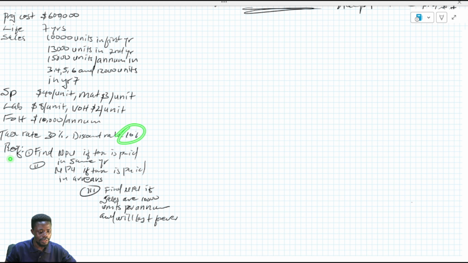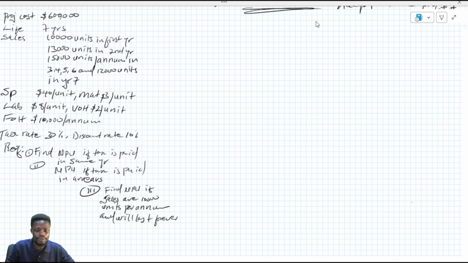Required: find NPV if tax is paid in the same year; and 2, NPV if tax is paid in arrears, 1 year in arrears; and find NPV if sales are 10,000 units per annum and will last forever. So this is the question. You have 3 requirements, very easy to do.